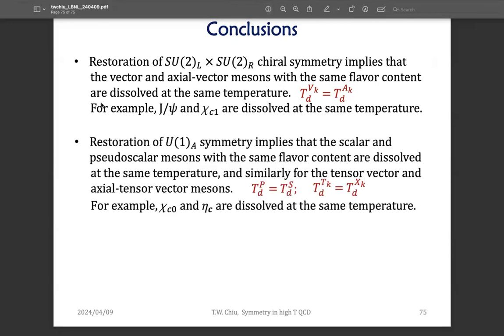Restoration of the UA1 symmetry will imply the dissolution of the pseudoscalar and the scalar mesons at the same temperature, and also the tensor vector and the axial tensor vector will dissolve at the same temperature. So you can look at the Chi C0 and the eta C, they will dissolve at the same temperature. I hope this can be experimentally seen in the future, if not now. Thank you very much for your attention.